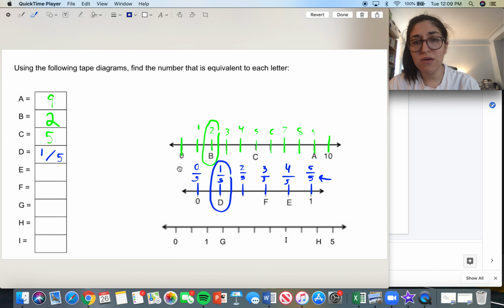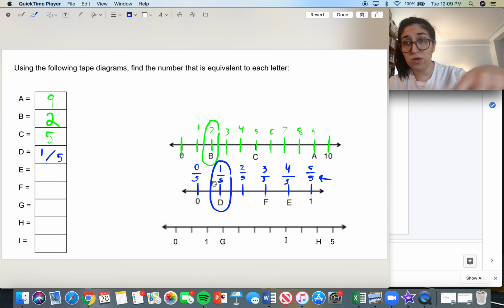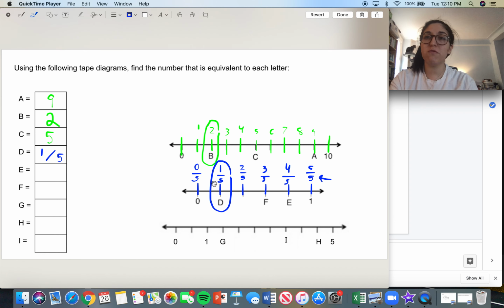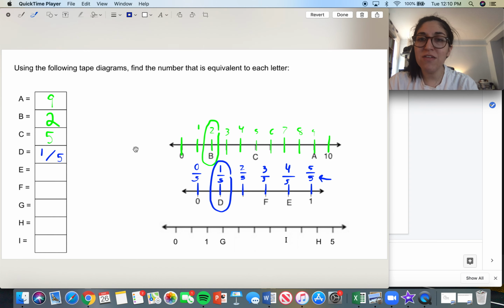And what I want to point out is that even though both this one here and this one here are exactly one mark down their respective lines, the lines aren't the same amount, right? This one is between 0 and 10. This one's only between 0 and 1. So they're going to mean different amounts, right? Just because it's 1 mark down doesn't mean it's 1 whole.